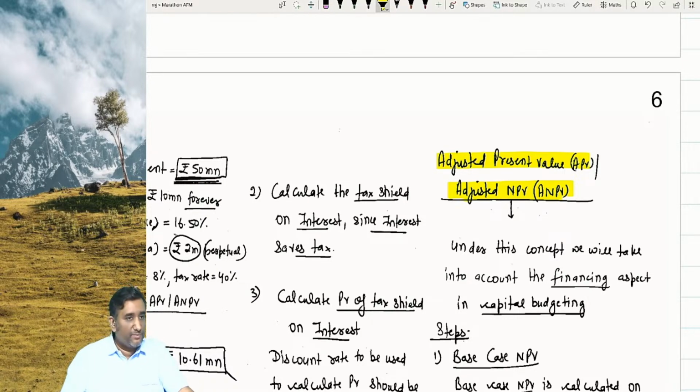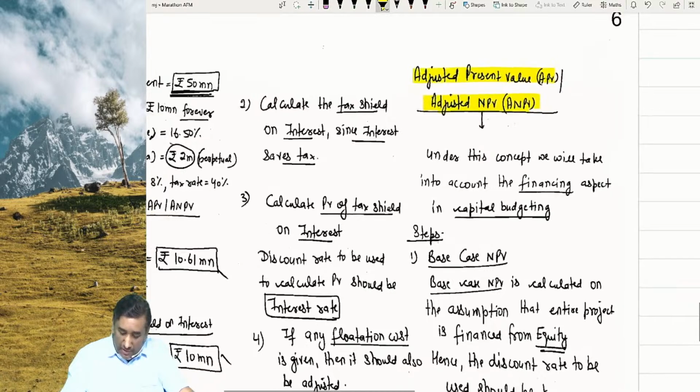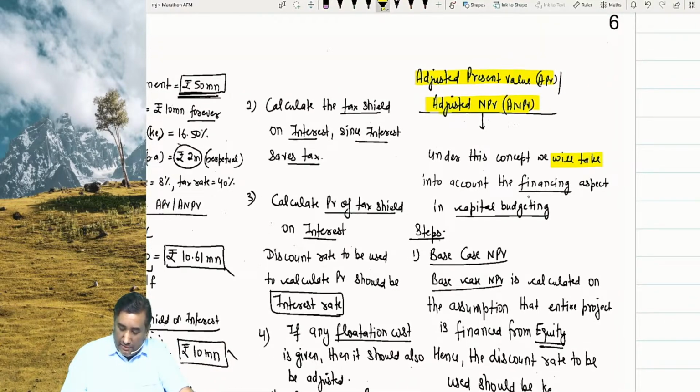The objective of this topic is that under this concept we take into account the financing aspect of capital budgeting. That means I'll segregate equity financing from debt financing. The reason being, whatever question you've done till now, you have only one discount rate, and you discount by that rate. You have never seen a problem where the project is 10 years' life and the debt is only 6 years. Project is 20 years, debt is 15 years. You cannot have a single Ko because of the mismatch of years.